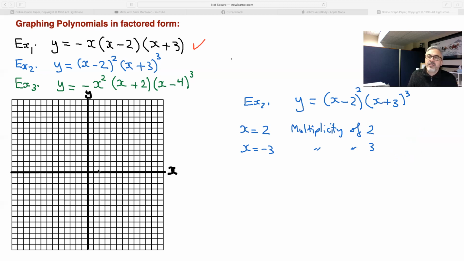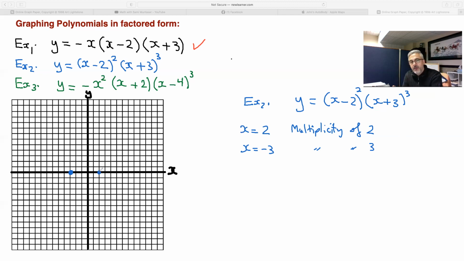So I'm going to plot my zeros, which are x equals 2 and x equals negative 3. So x equals 2 right here, and x equals negative 3 right there. Now, the leading coefficient here is positive, which is different from having a negative. So if you have a positive leading coefficient, you go to the 0 on the far right and you go up. So this is basically it.